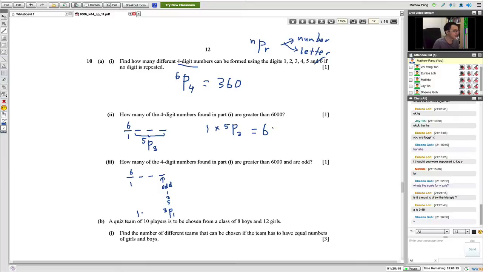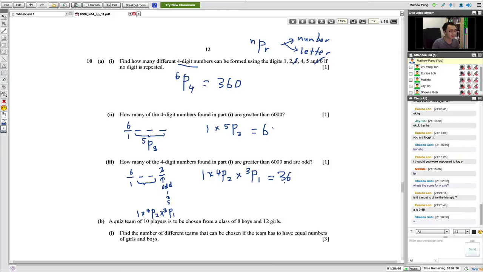I will multiply. If I put one number in the last place, let's say I randomly put 3, I used 6 and 3 already. I still have 1, 2, 4, 5, so 4 digits for these 2 places. This is 4P2, because I have 4 digits left and 2 places. They are multiplied, so the answer will be 1 times 4P2 times 3P1. The answer will be 36.